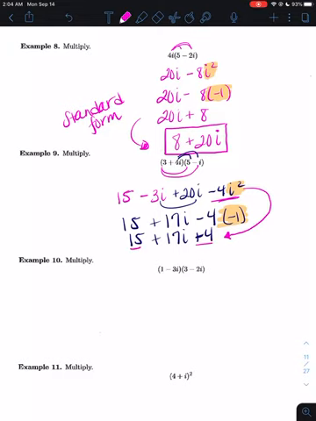15 plus 4, you want to put that first. That's 19 plus your 17i. This will be your final and correct answer. You want to make sure you put it in standard form.